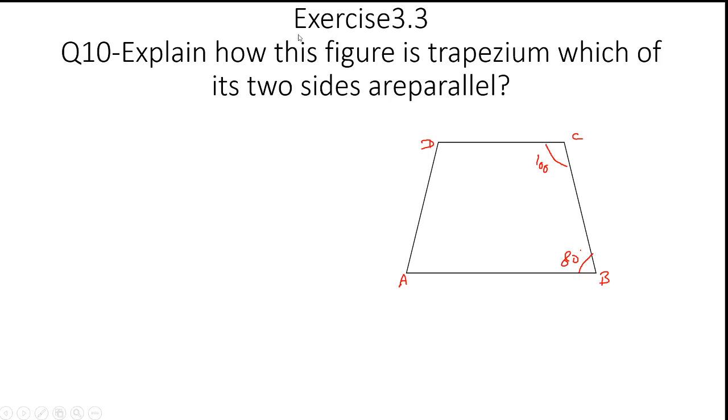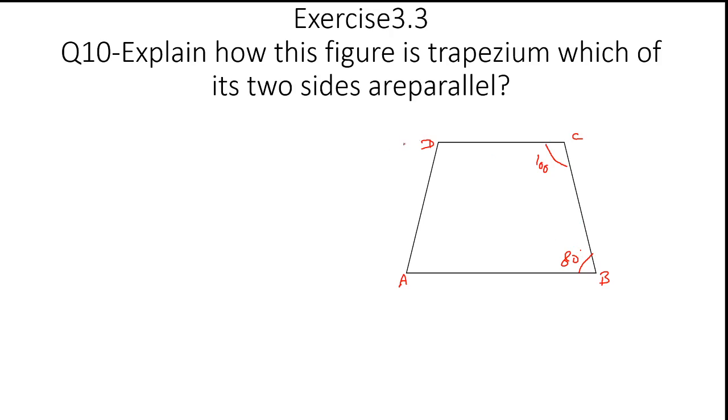Explain exercise 3.3 question number 10. Explain how this figure is a trapezium, which of its two sides are parallel. We want to find which two sides are parallel. First of all, this is a quadrilateral in which two angles, C and B, are given.